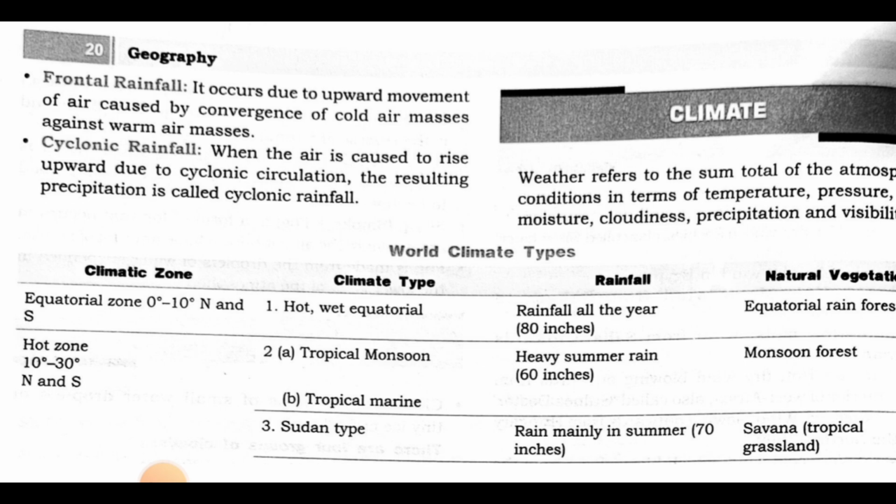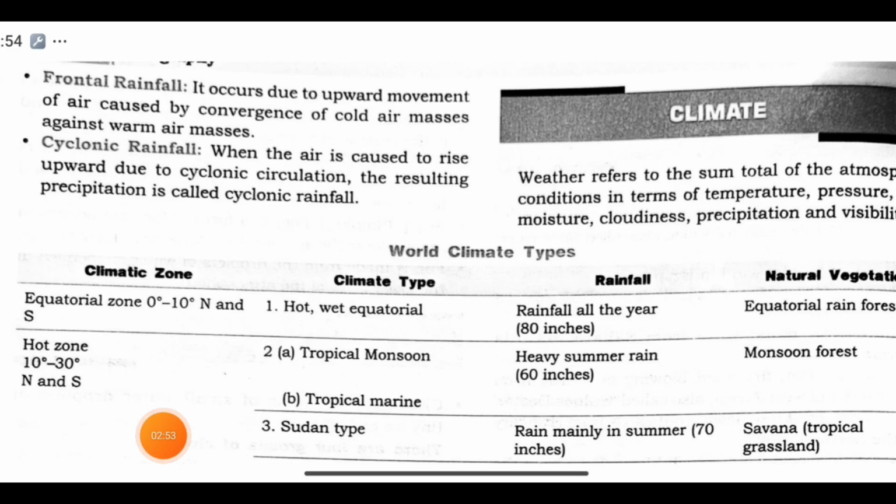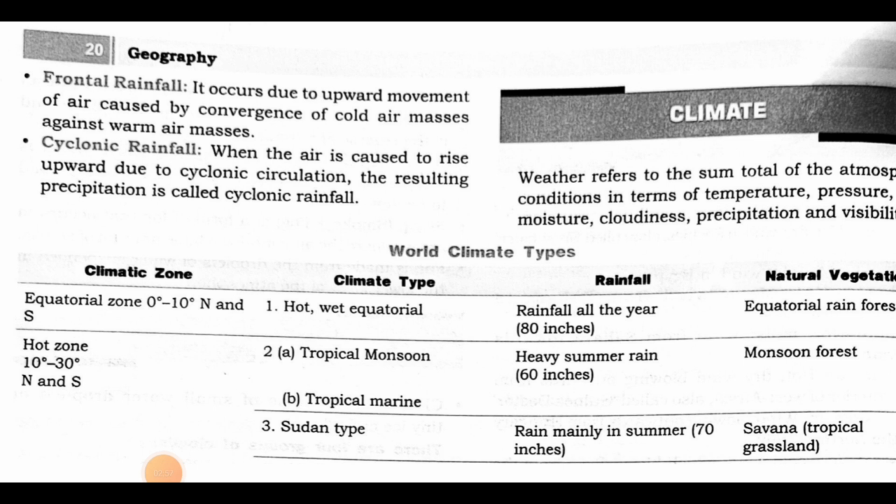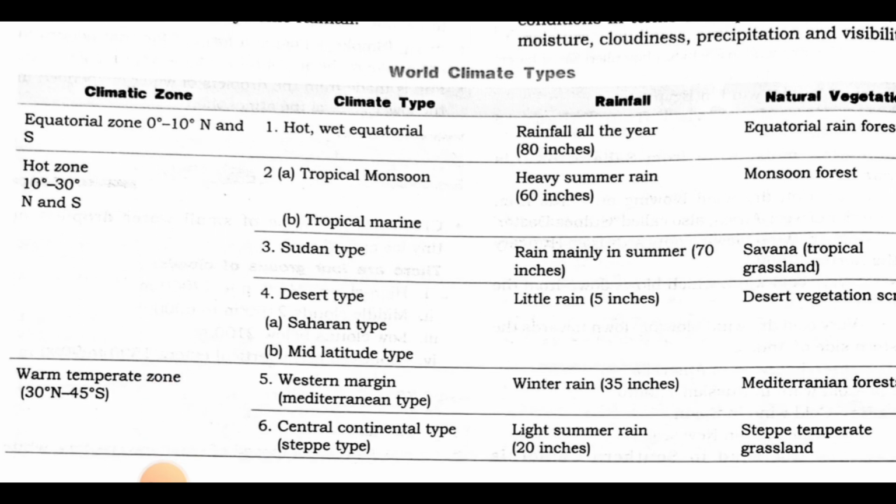Climate. Weather refers to the sum total of the atmospheric conditions in terms of temperature, pressure, wind, moisture, cloudiness, precipitation and visibility. World climate types. Climatic zone, climatic type, rainfall, natural vegetation. Equatorial zone, 0 degree to 10 degree north and south: hot wet equatorial, rainfall all the year, equatorial rainforest.